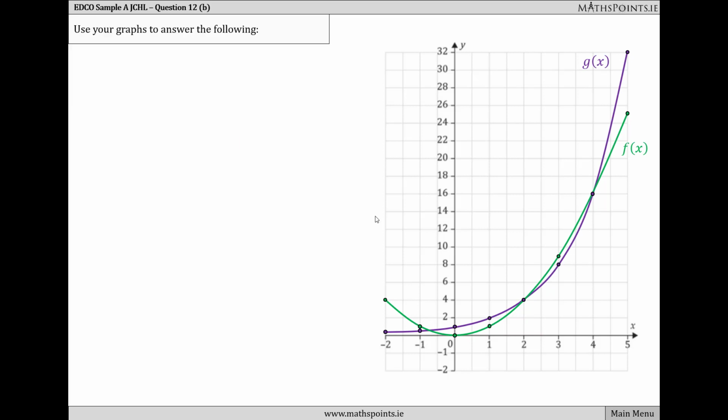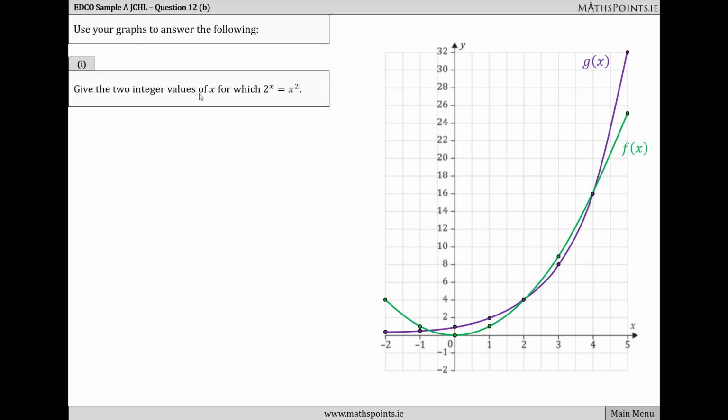So what we're going to do now is we're going to use the graph to answer 4 questions. The first question is, what are the 2 integer values of x for which 2 to the power of x is equal to x squared? So what they're asking us here is, what are the x values that we could put into each of the functions where the solution would be the same, or where the output would be the same?